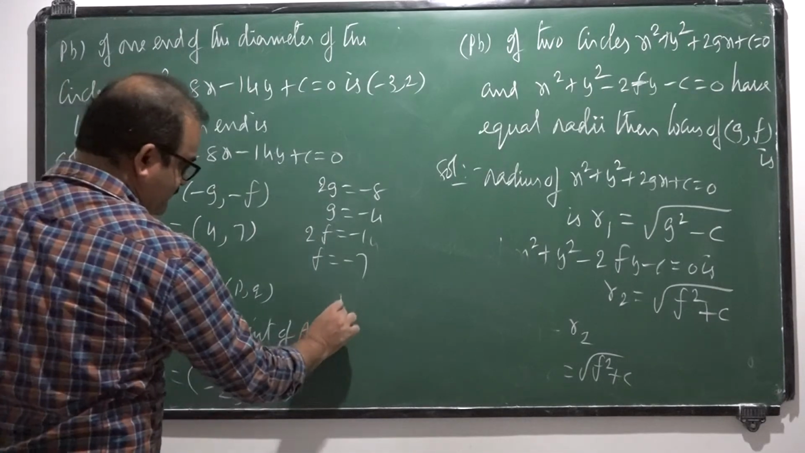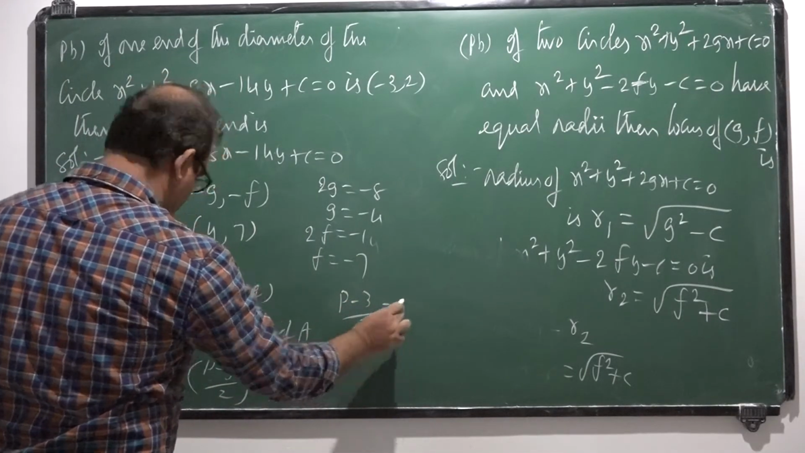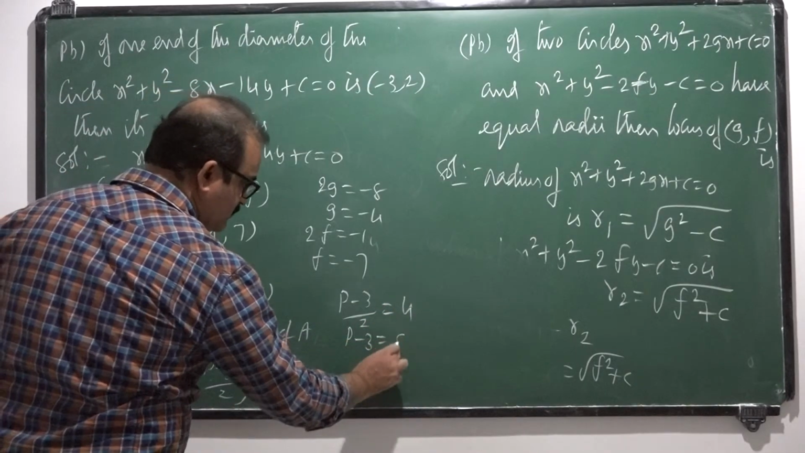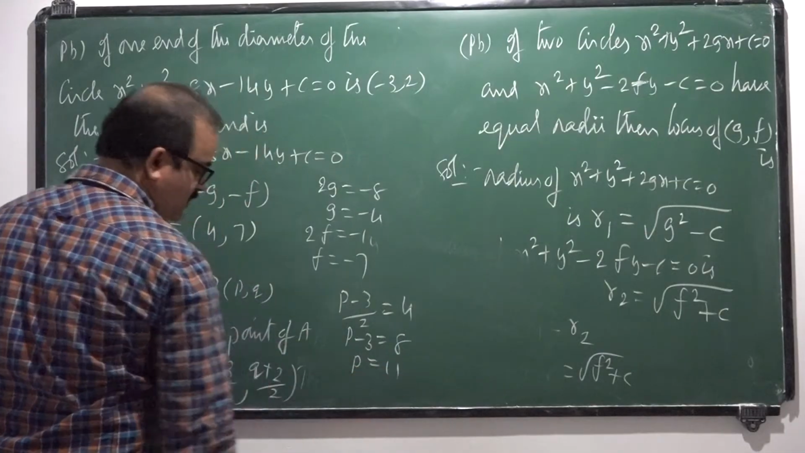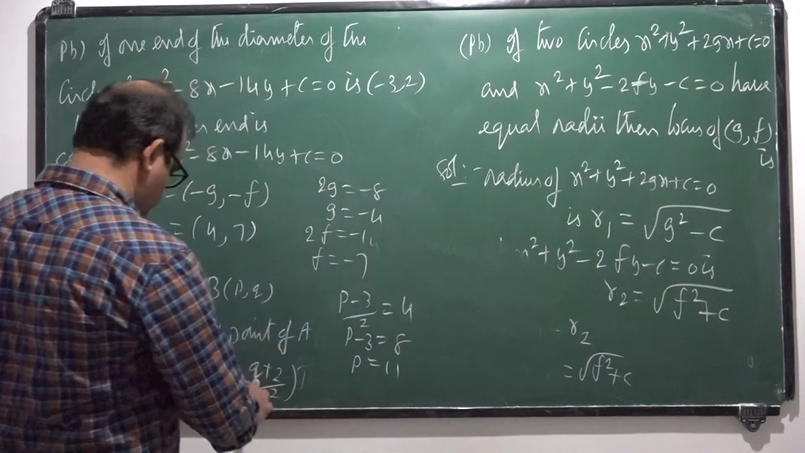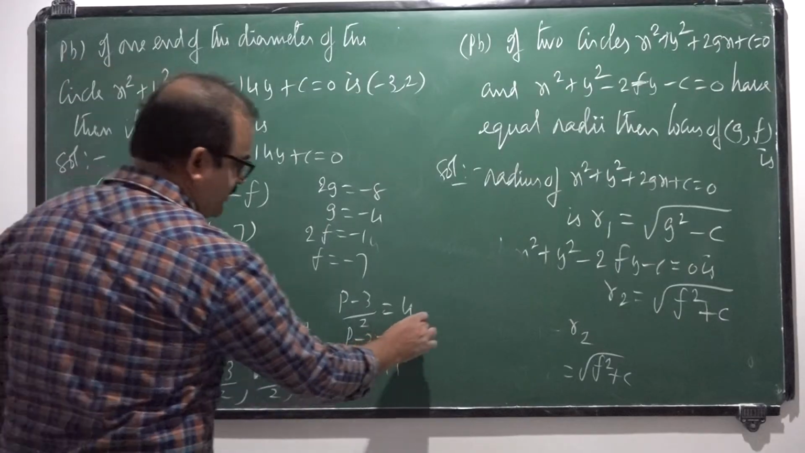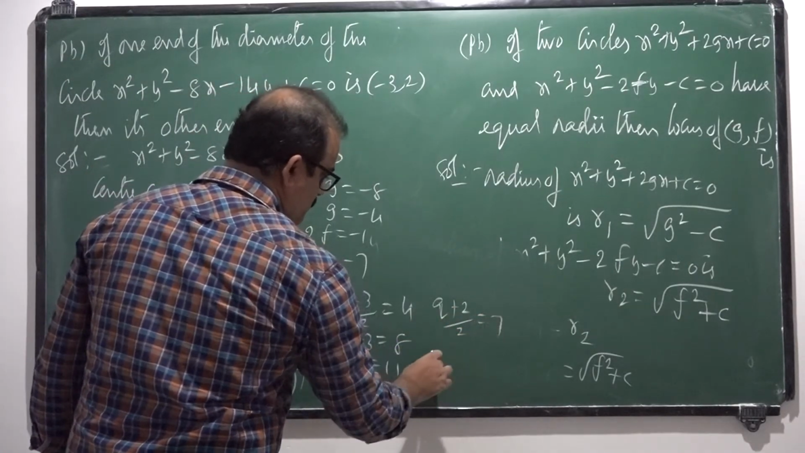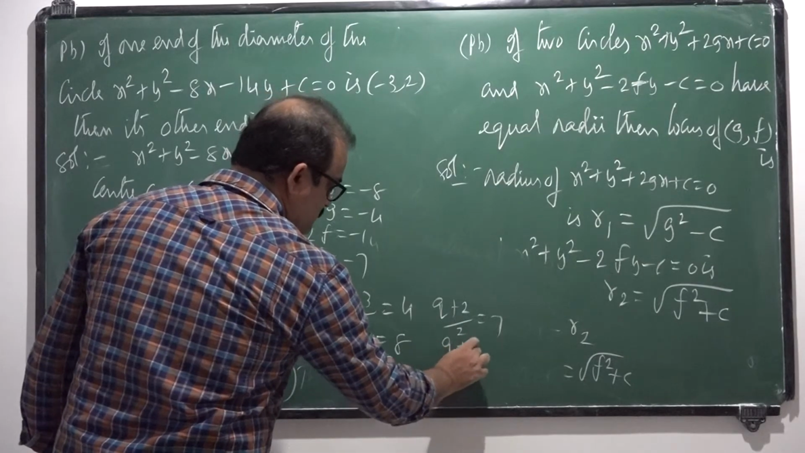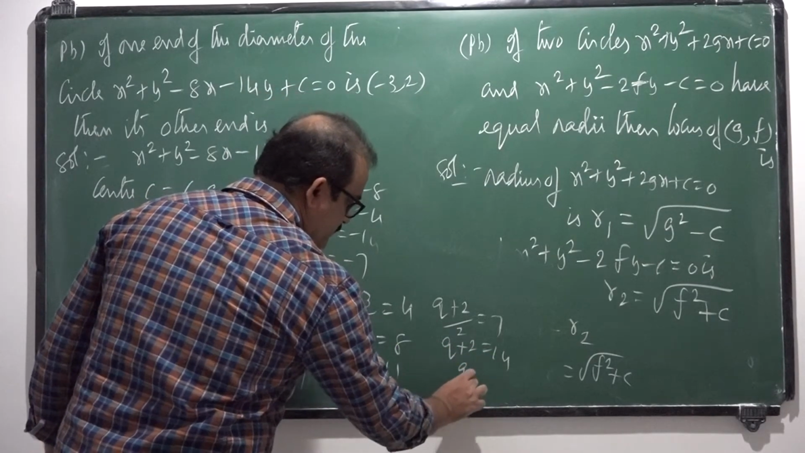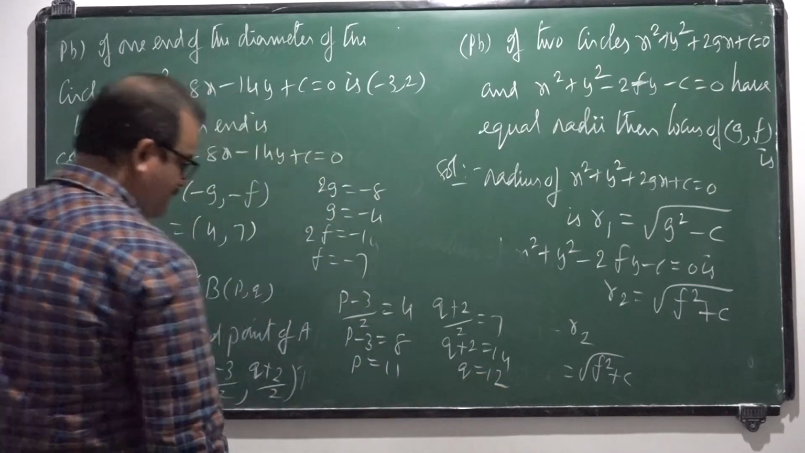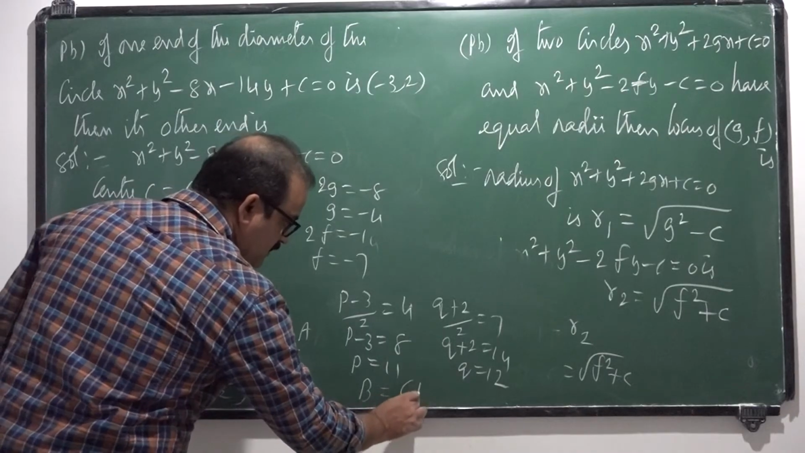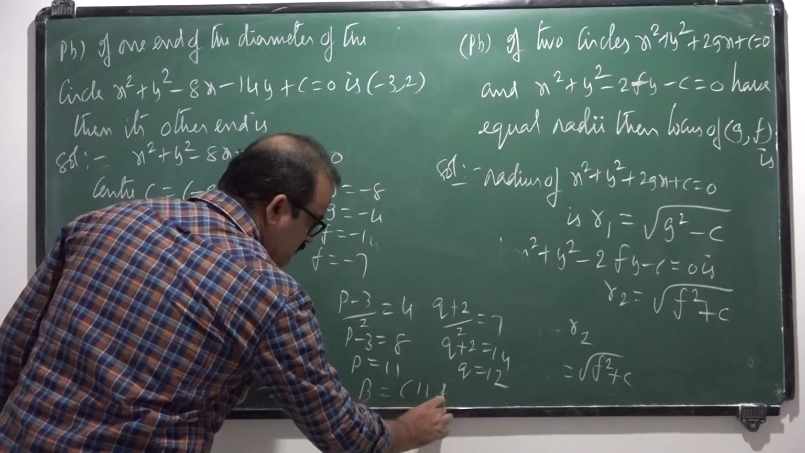P minus 3 by 2 is equal to 4. P minus 3 is equal to 8. P is equal to 11. Next, Q plus 2 by 2 is equal to 7. Q plus 2 is equal to 14. Q is equal to 12. Therefore, the other end B is equal to 11 comma 12.